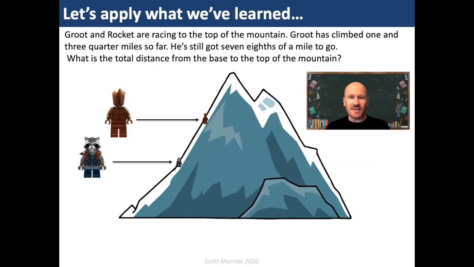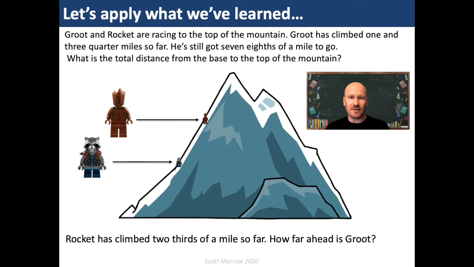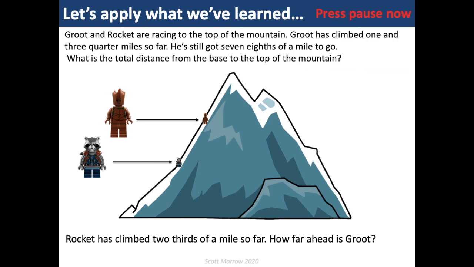The last thing I'd like you to do today is apply what we've learned. So as a class, I'd like you to analyse and solve the following problem. Groot and Rocket are racing to the top of the mountain. Groot has climbed 1 3/4 miles so far. He's still got 7/8 of a mile to go. What is the total distance from the base to the top of the mountain? And once you've had a go at that, I'd like you to consider the following. Rocket has climbed 2/3 of a mile so far. How far ahead is Groot?